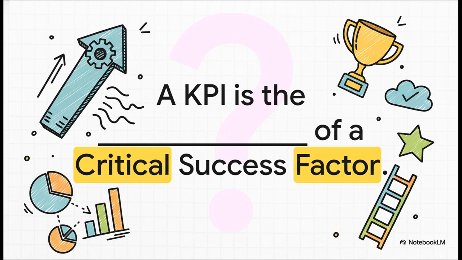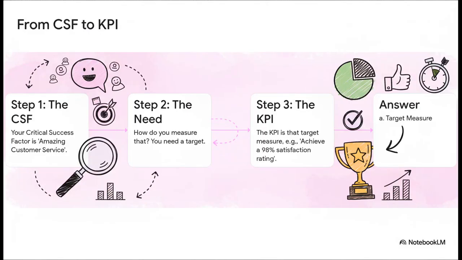So if a CSF is the what you need to be good at, how does a key performance indicator, a KPI, fit into that picture? It has to be a target measure. And here's why. Let's make it super practical. Let's say your CSF is amazing customer service. Well, how do you know if you're actually doing it? You can't just hope. You need a specific target to aim for. That target, that's your KPI. For example, achieve a 98% customer satisfaction rating. The KPI puts a number on the CSF.